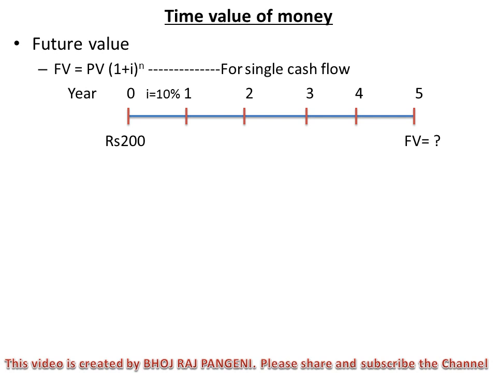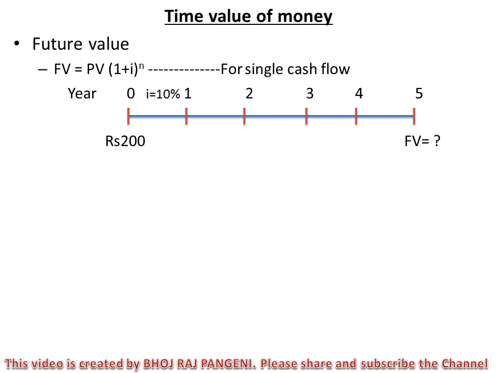And have a look at the cash flow. Rupees 200 today, that is year 0. Cash flow at year 0 is 200. Then after year 1, 2, 3, 4, 5 there is no cash flow. So in this timeline there is only one cash flow. That's why it is called a single cash flow. At year 0, the present time, rupees 200 is the present value.